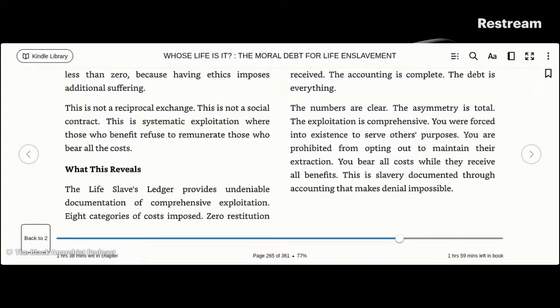The debt is everything. The numbers are clear. The asymmetry is total. The exploitation is comprehensive. You are forced into existence to serve others' purpose. You are prohibited from opting out to maintain their extraction. You bear all costs while they receive all benefits. This is slavery documented through accounting that makes denial impossible.